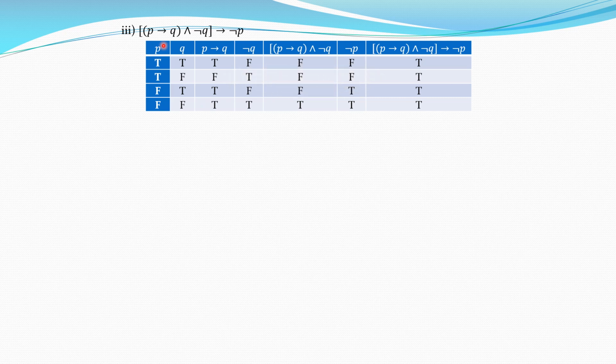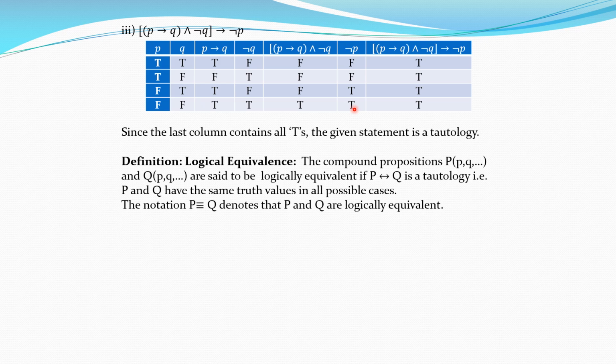Now, the third is P implies Q and negation Q, implication negation P. Again, we prepare the truth table as we have seen earlier, so I am not repeating that part. Just observe the truth values in the last column. Now, all are true. Hence, the given proposition is a tautology. So the basic part is the preparation of the truth table. If you know how to prepare a truth table, only then can you solve this question.